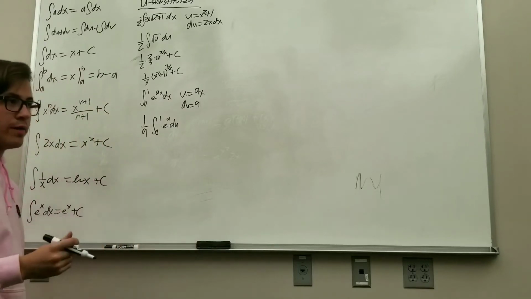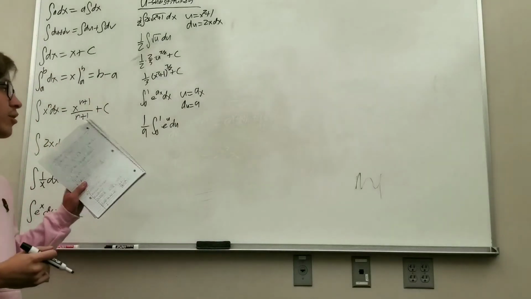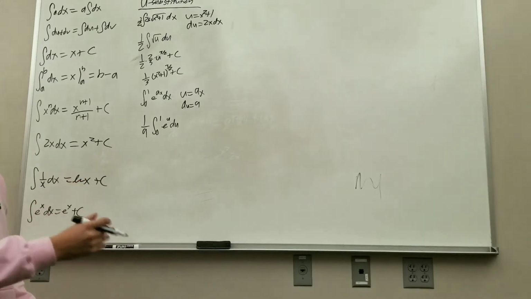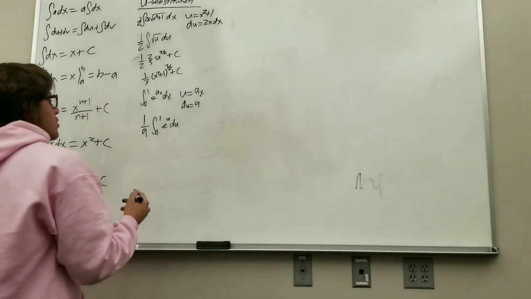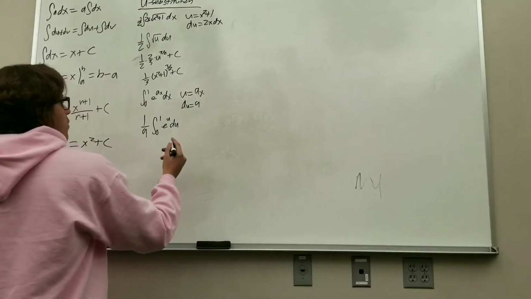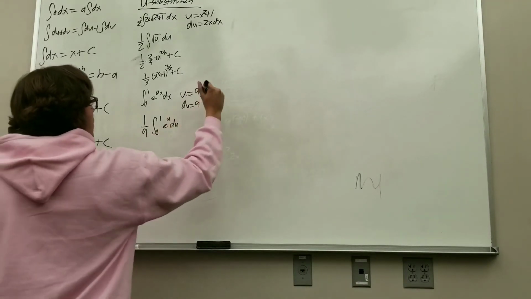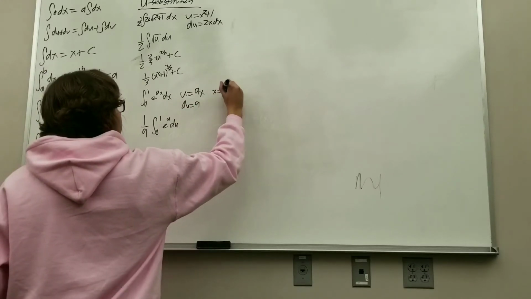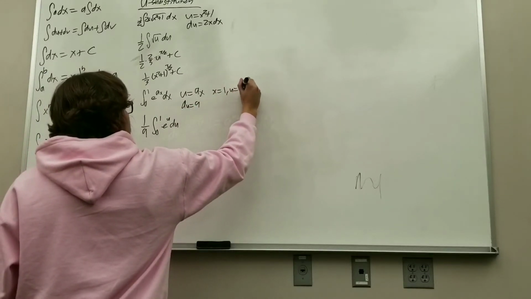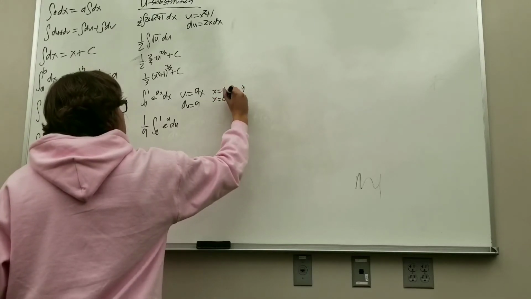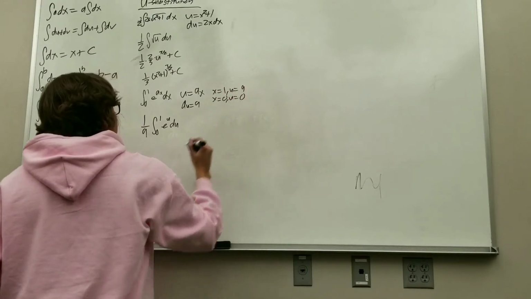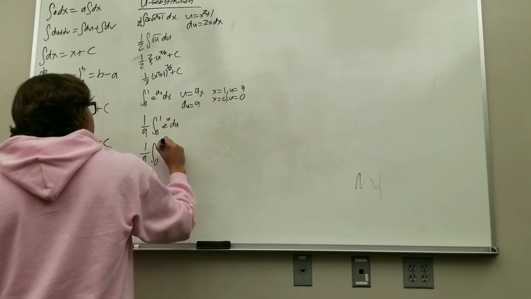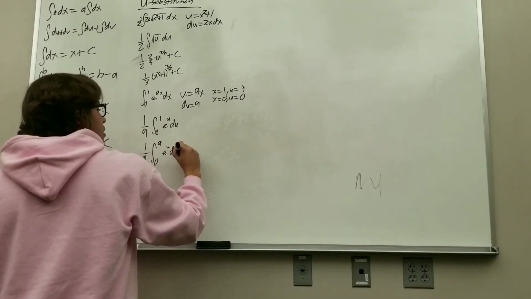And then when we evaluate this, we can either change the limits right now to u and not substitute back in, or we can keep the limits and then substitute back in. So I'm going to show both ways. First, change the limits. When x is equal to 1, u is equal to 9, and when x is equal to 0, u is equal to 0. So we have 1/9 integral from 0 to 9 of e to the u du.